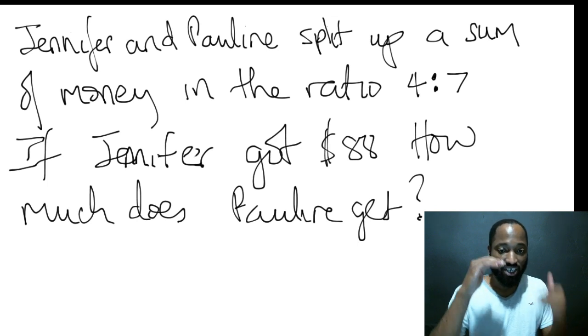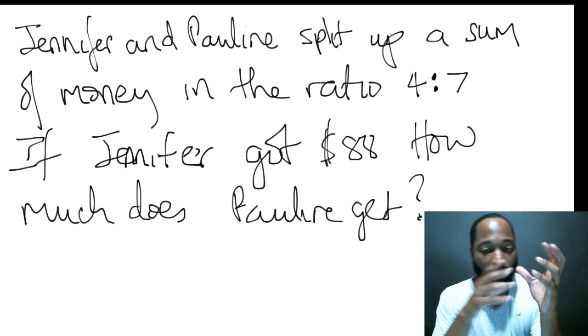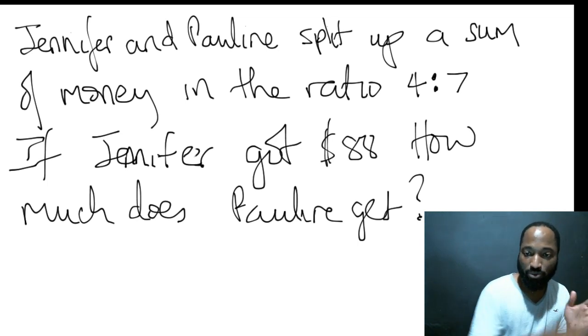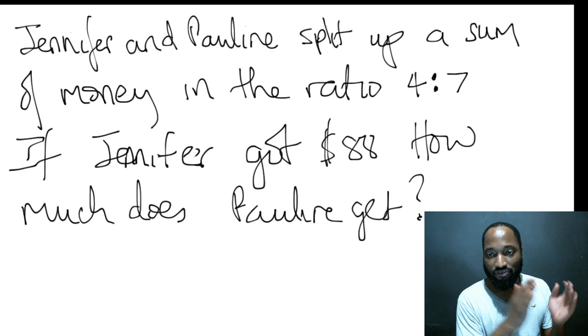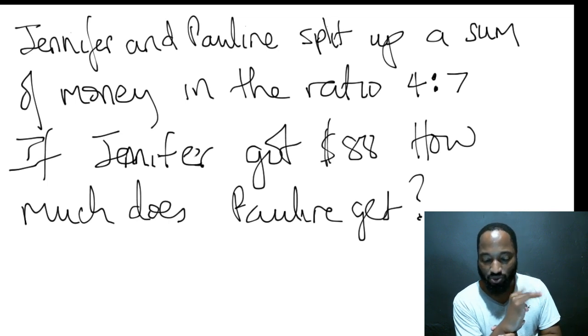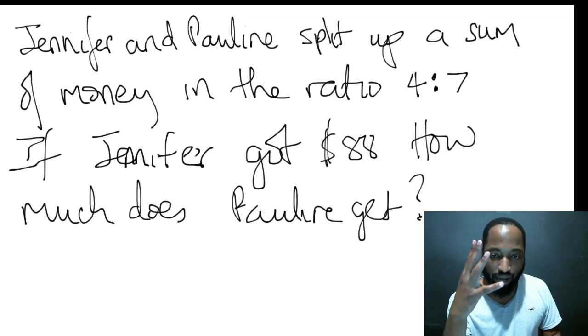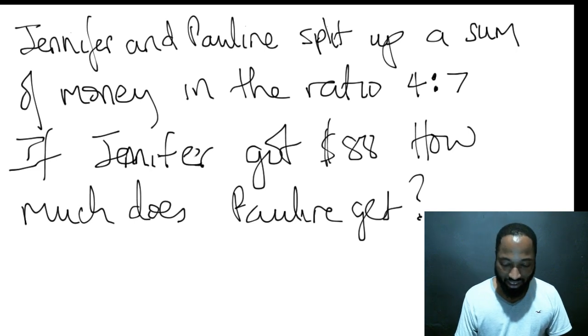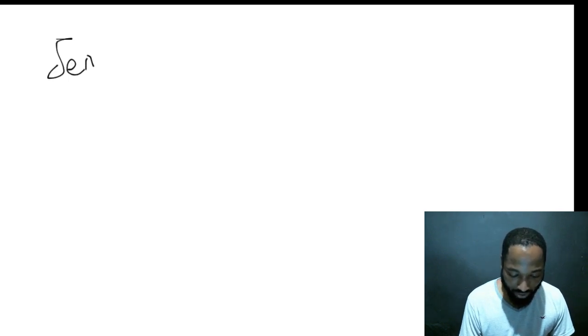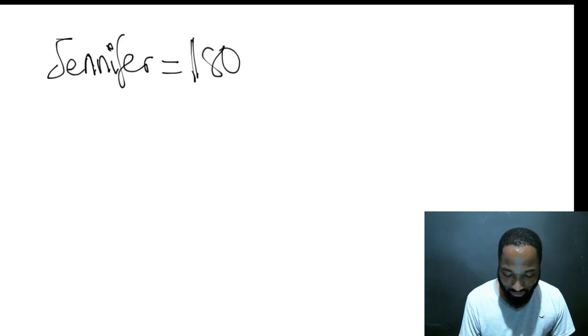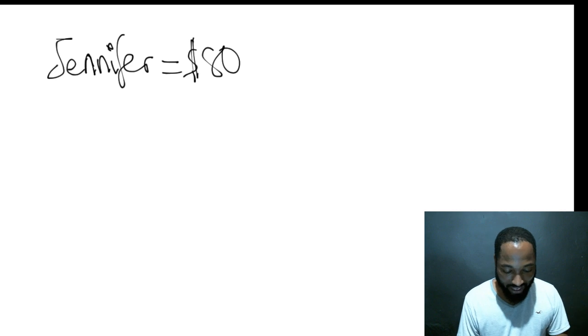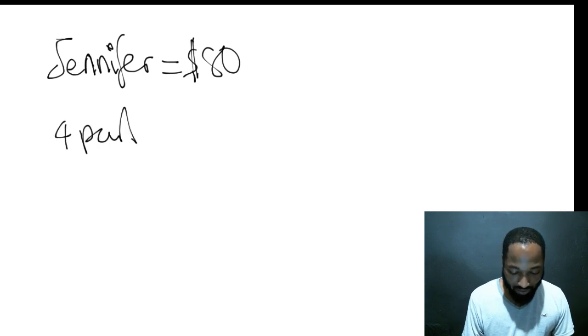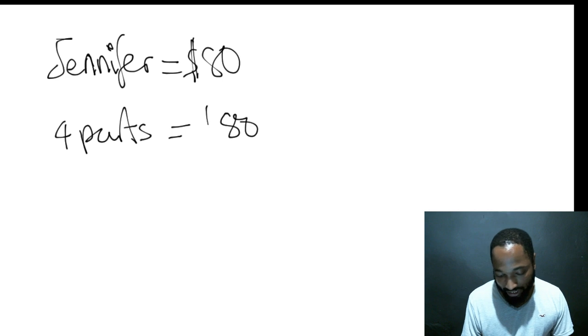They said Jennifer got $88. What part of the ratio does this represent? This represents the 4, the 4 in the ratio. So in other words, 4 parts represents $88. So that's what you need to use now. You're not starting off with the total now, you're starting off with this person, because they gave this money. Jennifer has 4 parts, so 4 parts of the ratio must be equal to that $88.